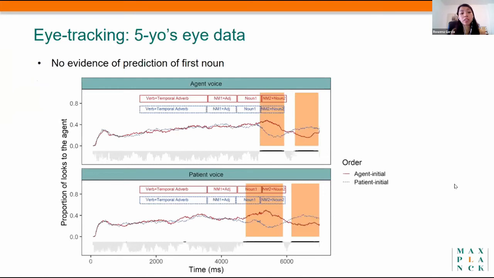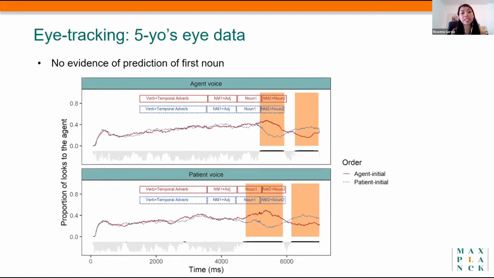So this is for the 5-year-olds. This is the agent voice condition, the patient voice. The red lines are for the agent initial condition, the blue for the patient initial condition. And the orange shadings here show the significant clusters identified by the permutation analysis.